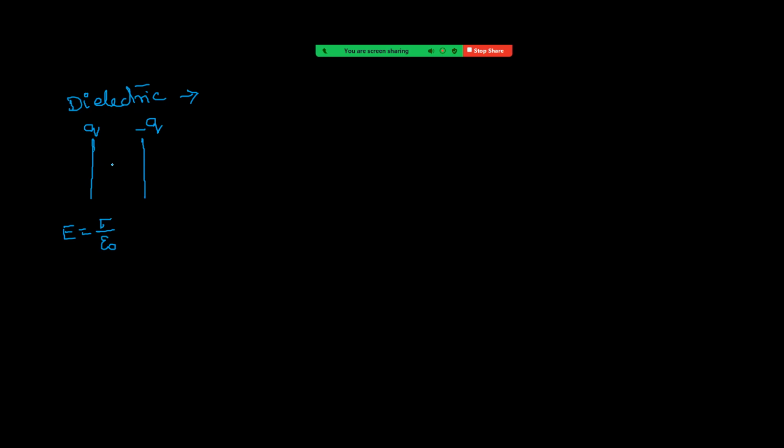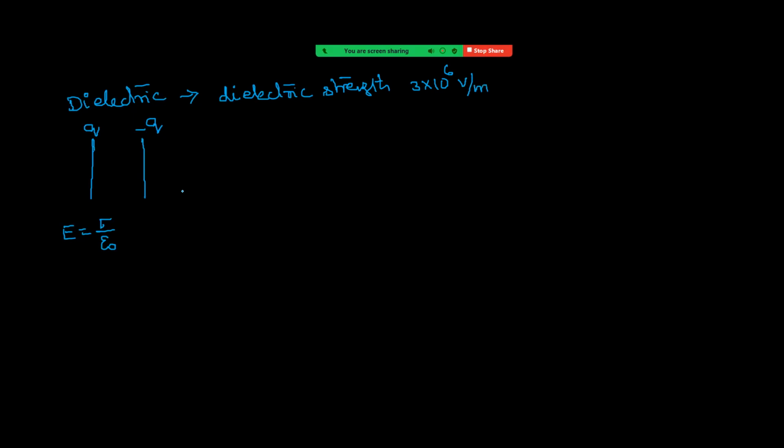The maximum electric field a dielectric can withstand without converting into a conductor is called dielectric strength. I'm writing here, dielectric strength. It is the maximum electric field which a dielectric can withstand without converting into a conductor. That is known as dielectric strength. And this value for dry air is around 3 into 10 power 6 volt per meter.